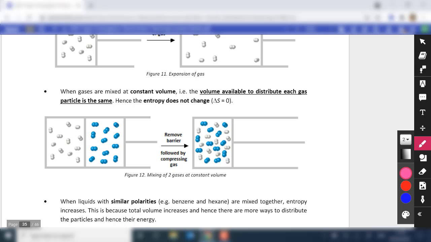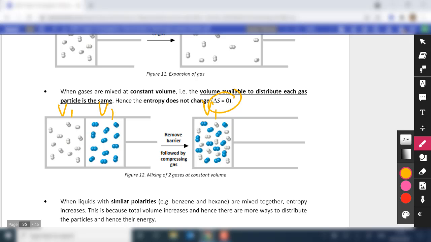So why do we say that? To put it in a very simple manner, this is V1, this is V1, and we put them together, it's still in V1. So the accessible volume experienced by each molecule, whether it's the blue molecule or the white molecule, is the same. So therefore, the entropy does not change. Therefore, delta S is 0. So looking at accessible volumes is one way of deciding whether there's entropy change.